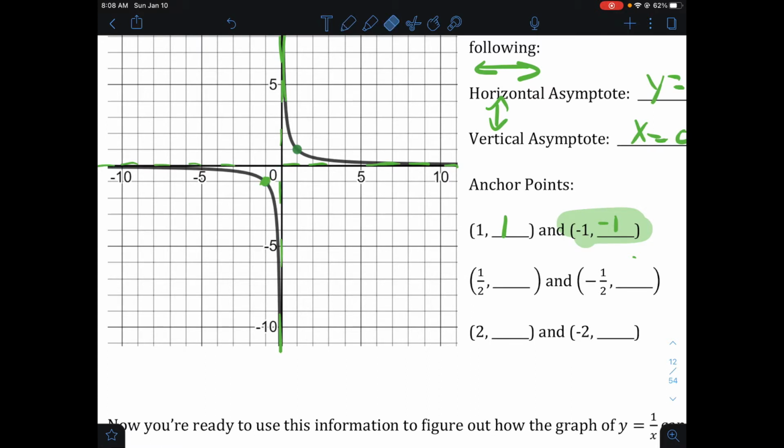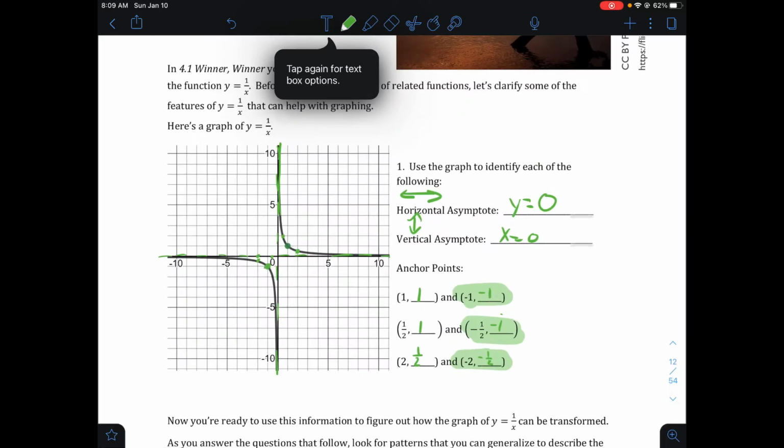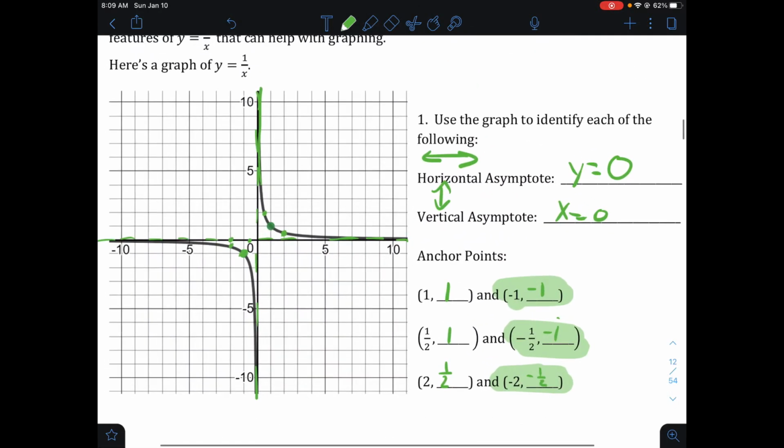Then we've got 1/2, comma. If we go to 1/2, it's going to be comma 2. If we go to -1/2, what do you get? It's going to be -2. And if you go to 2, you get 1/2. If you go to -2, what do you get? You should get -1/2. So these are kind of our points that give us a sense of what's going on here.